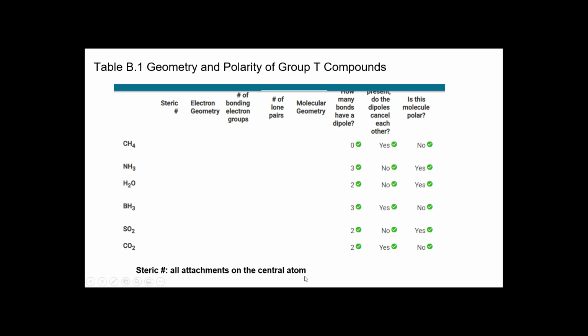Number is all the attachments, including lone pairs on something. So this is why I'm strongly suggesting you draw these Lewis structures out. Don't go online. Draw them out so you can actually see what's happening. You will have to answer for electron geometry, number of bonding electron groups, number of lone pairs, and molecular geometry.